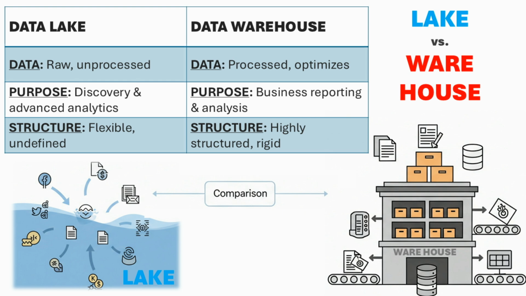This chart just lays it all out so perfectly. On the left, you've got the data lake. Think of it like the wild, untamed frontier. The data's raw, and its whole purpose is discovery. Asking new questions, trying to find things you didn't even know you were looking for. Then on the right, you've got the data warehouse. This is more like a perfectly organized, cataloged library. The data in there has been cleaned, processed, and structured for a very specific job, like running the weekly sales report. So one is for exploring, the other is for reporting.